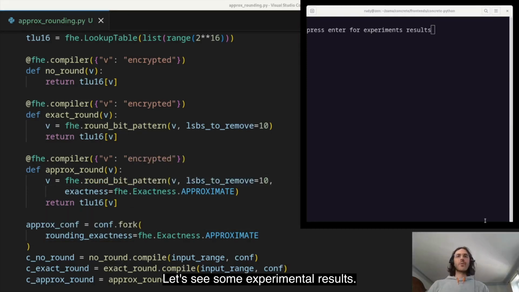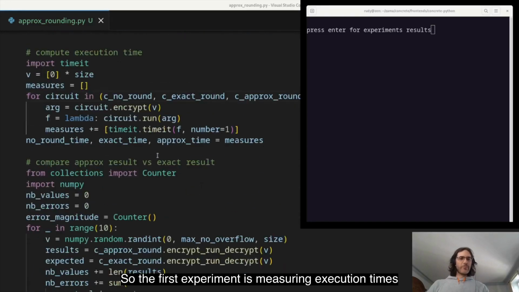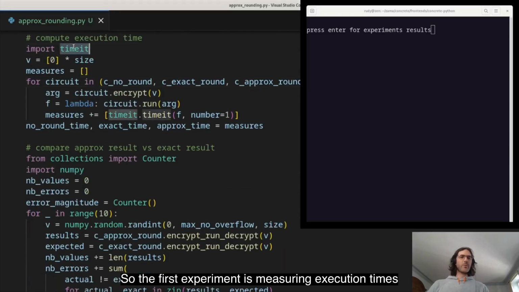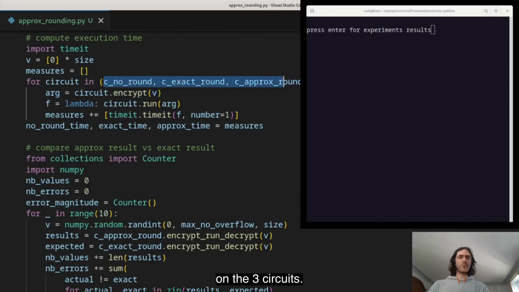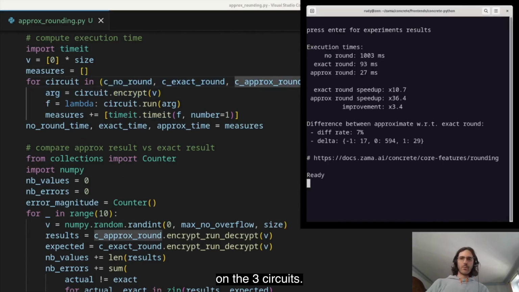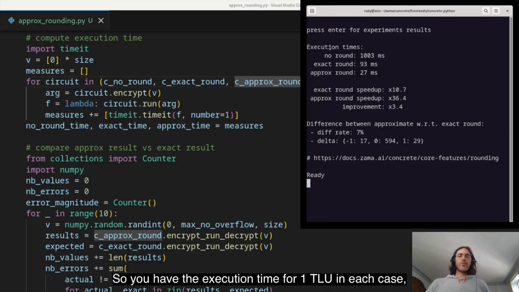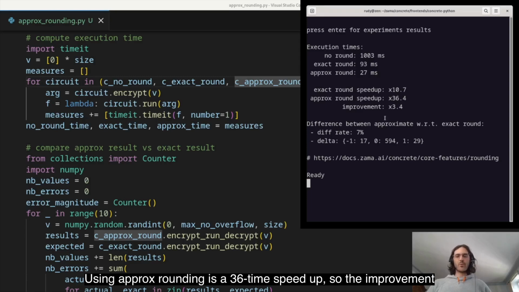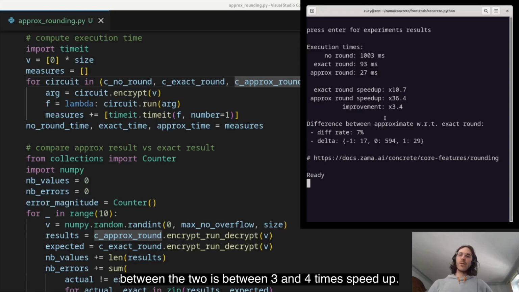Let's see some experimental results. So the first experiment is measuring execution times on the 3 circuits. So you have the execution time for 1 TLU in each case, and you have the obtained speedup. So using rounding is a 10 times speedup. Using approximate rounding is 36 times speedup. So the improvement between the two is between 3 and 4 times speedup.